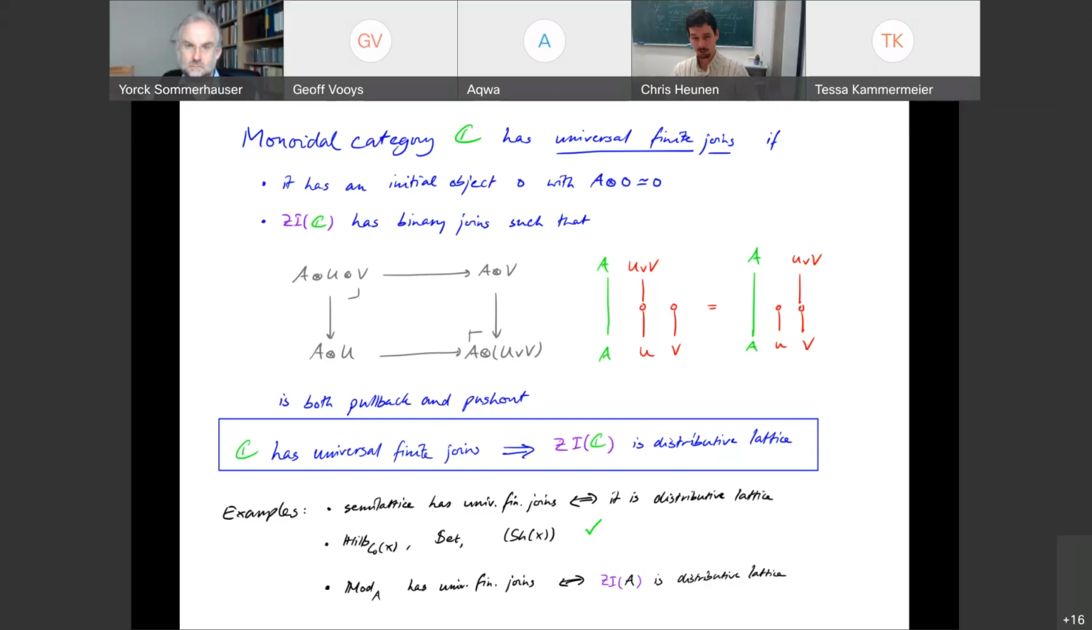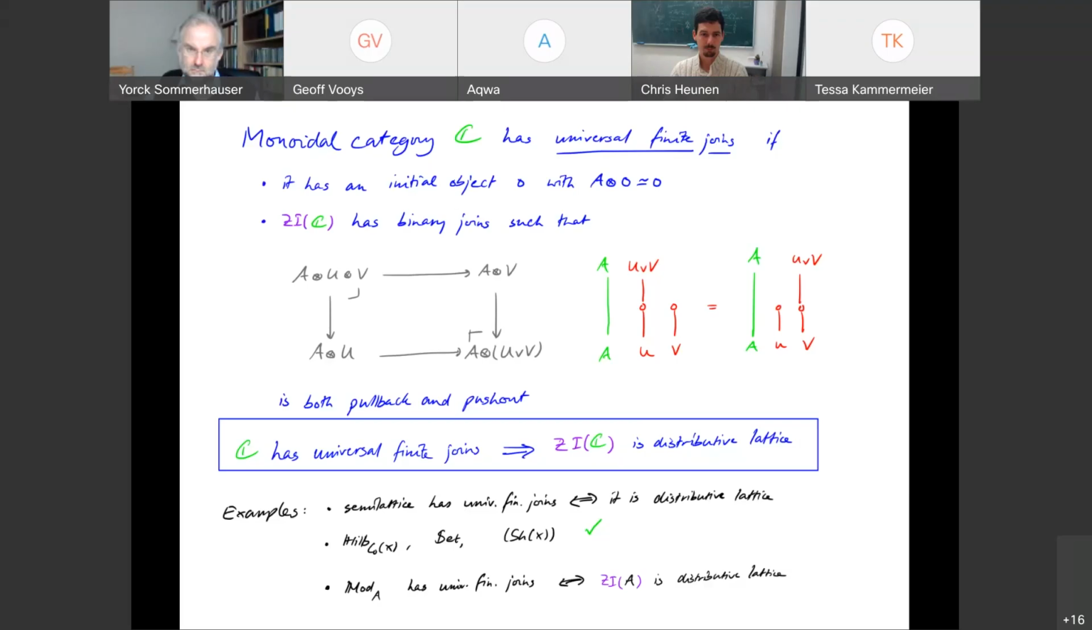Second thing is a binary case. I want the semilattice of central idempotents to have binary joins in such a way that it cooperates with the tensor of the larger category. And by cooperates, I mean the similar sort of thing as on the last slide, that the functor tensoring with A preserves these kinds of joins. That now means this gray square that I drew there is not only a pullback, but also a pushout.